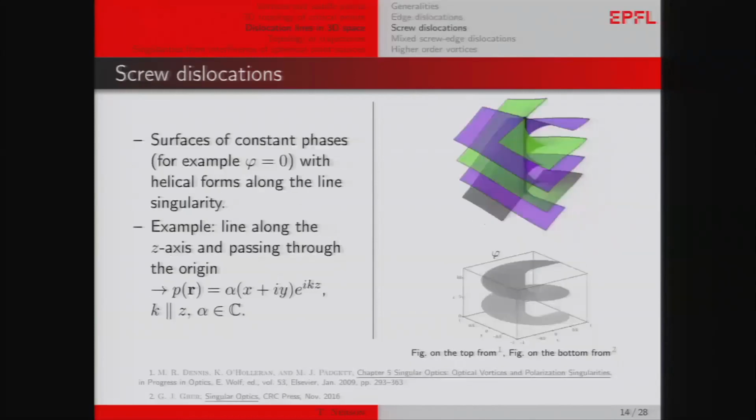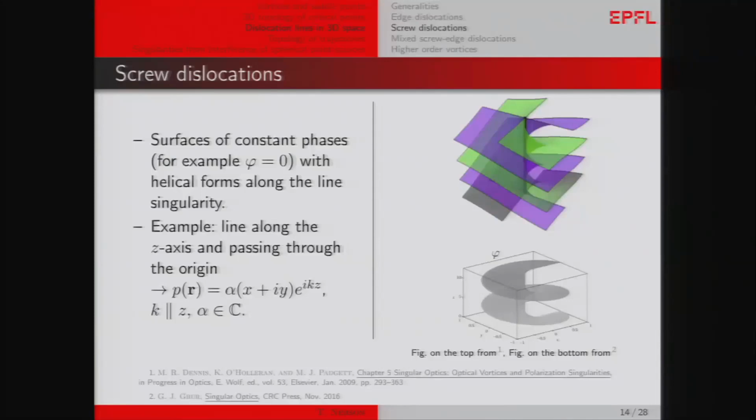Another one that is way more common is a screw dislocation. So a screw dislocation, the name is because it forms some helical wavefronts along the dislocation here. So basically you have surfaces of constant phase, for example, phi equals 0, which is simple, with helical form along the line singularity. So it forms some helical form.